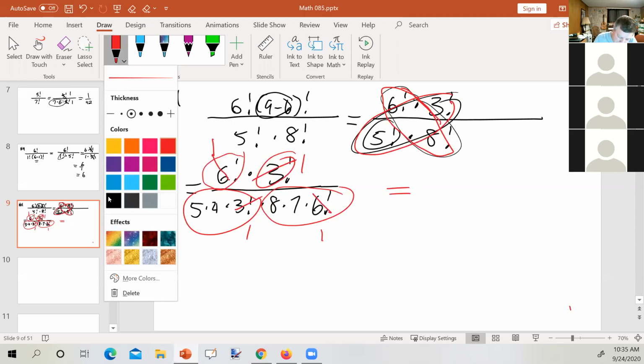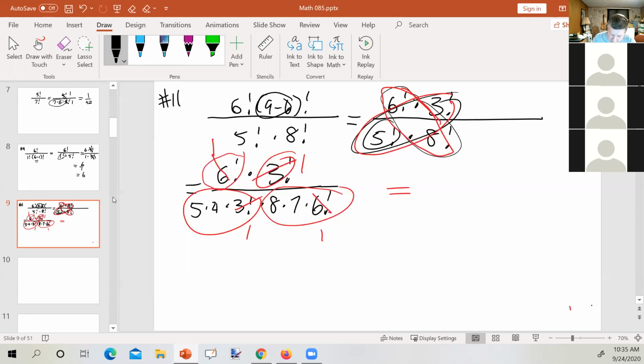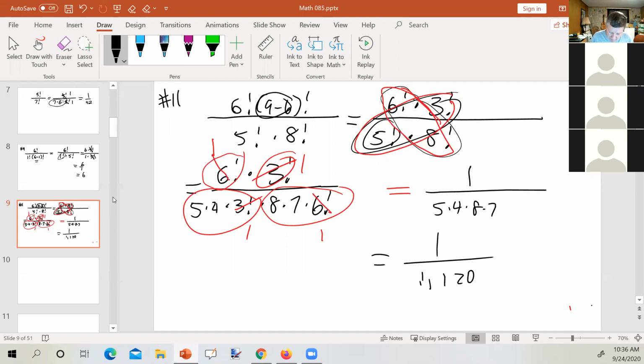So now, what have I got? In the numerator, I've got 1. In the denominator, I've got 5 times 4 times 8 times 7. Well, let's see. 5 times 4 times 8 times 7 is 1,120. Any questions about this particular problem?